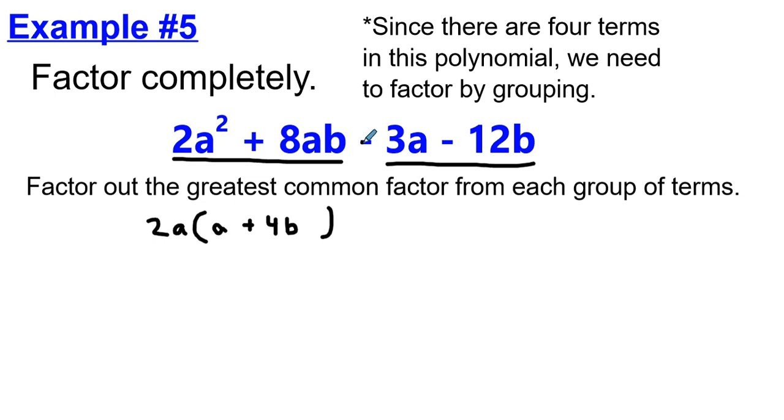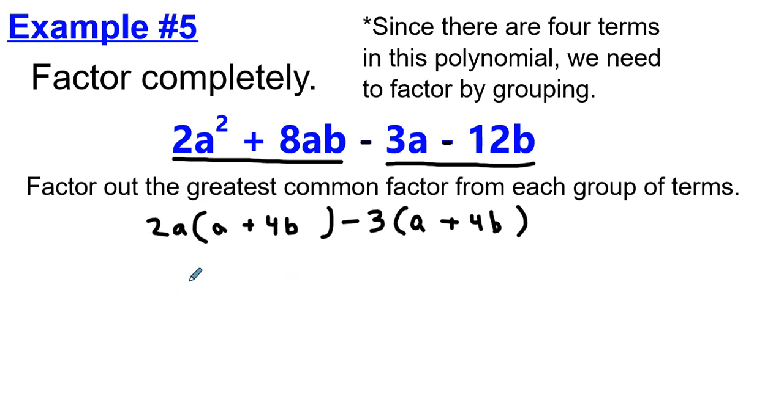They both have a negative, and 3a and 12b, well, this one has an a, this one has a b. There's nothing in common with the variables, but 3 and 12 are both divisible by 3, so I can take out a -3. So I'm going to factor out a -3, and then what remains from those two terms when I factor out a -3? Well, in the first one it's a, because -3 times a is -3a, and on the second one it is 4b, because -3 times 4b is -12b.